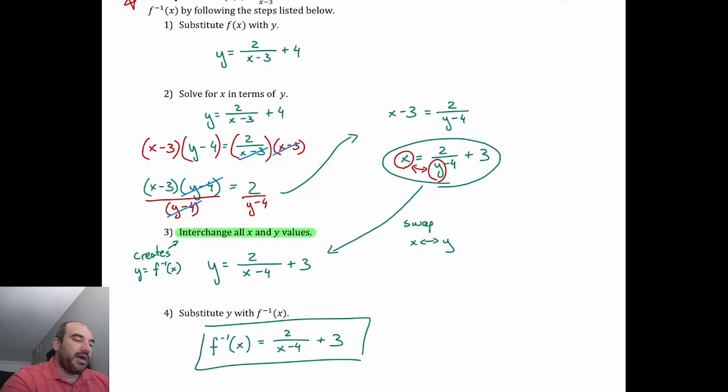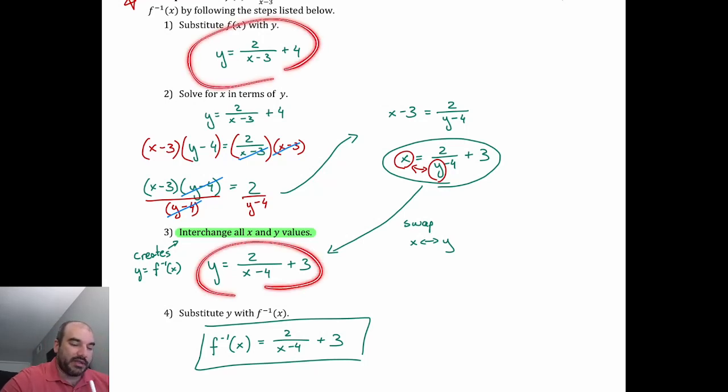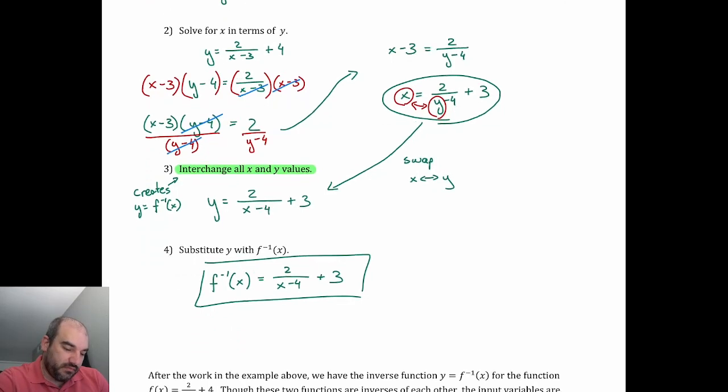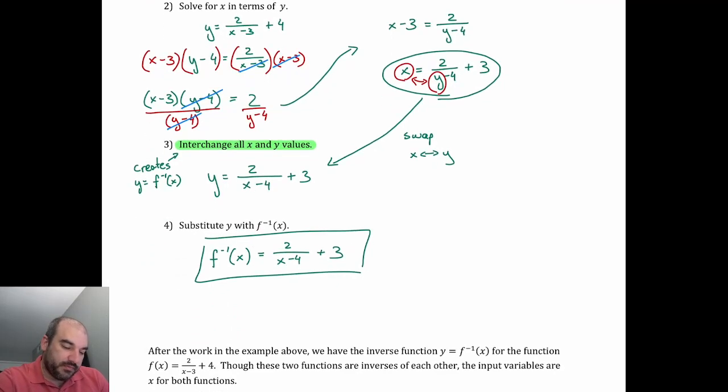So essentially step 1 and step 3 and step 4 are very short steps where you just switch the f of x to y, where you swap the x and the y physically, or you replace the y at the end with f inverse. Most of the work goes into step 2. So number 3, you just interchange. Okay?